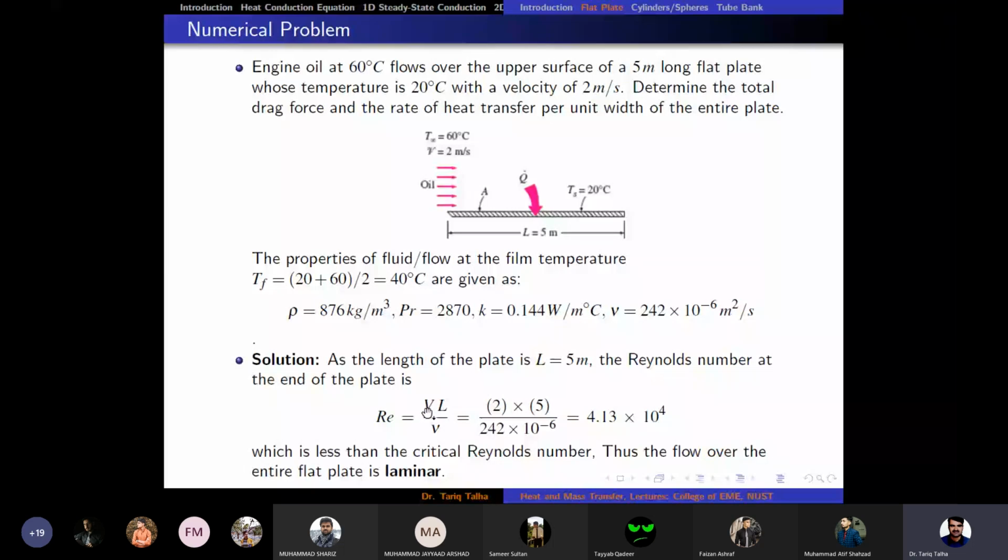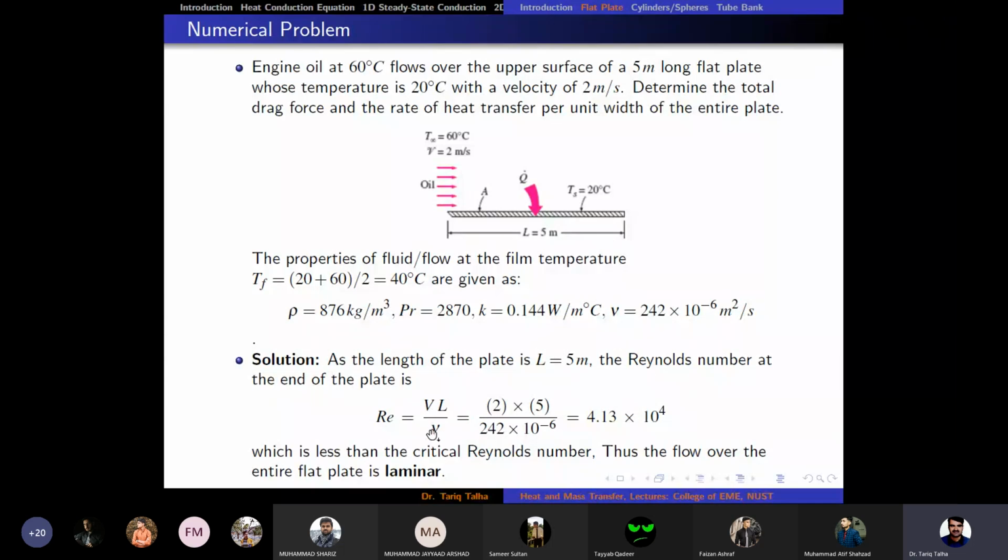V into the length of the plate, which is 5 meters. So 2 into 5: 2 meters per second is the free stream velocity, and 5 is the length of the flat plate. Why are we determining it here? Because we want to know that at this point, if the Reynolds number is more than 5 into 10 to the power 5, then it would be combined laminar plus turbulent. But if it is less than that, then it would be laminar flow.